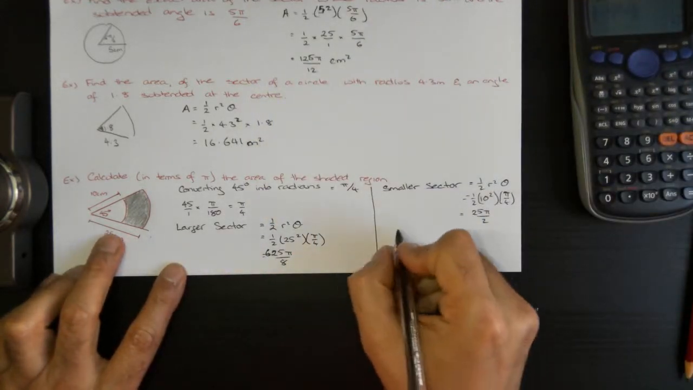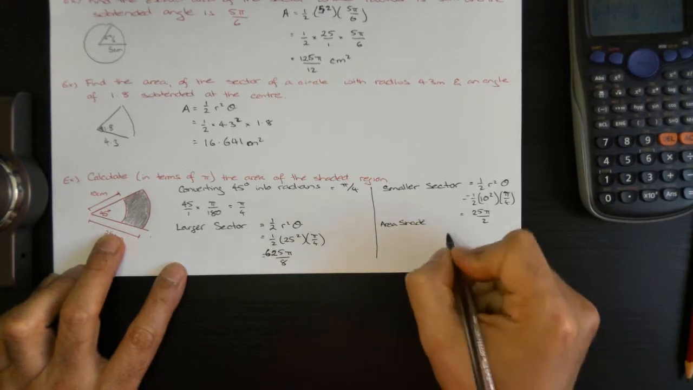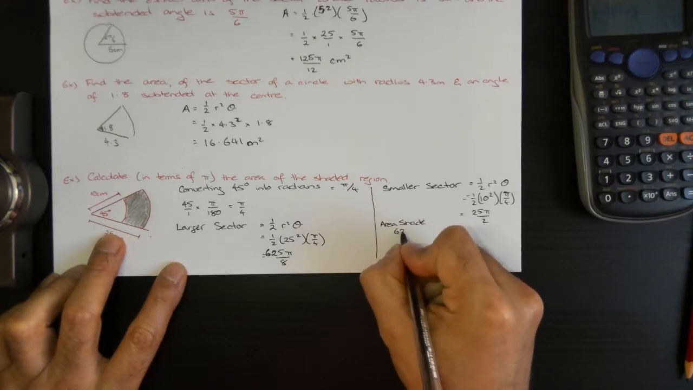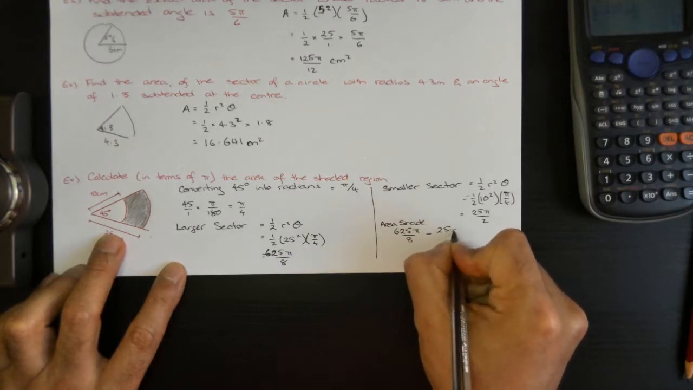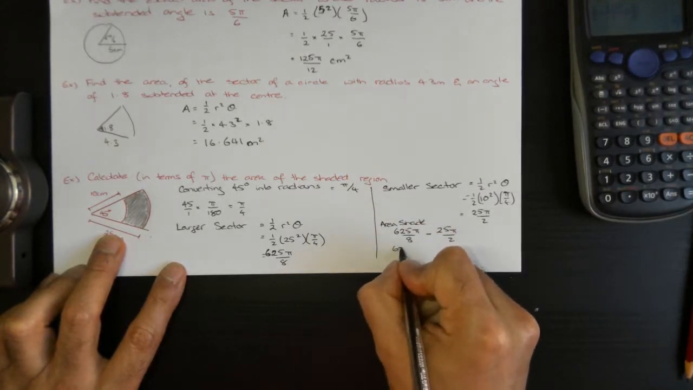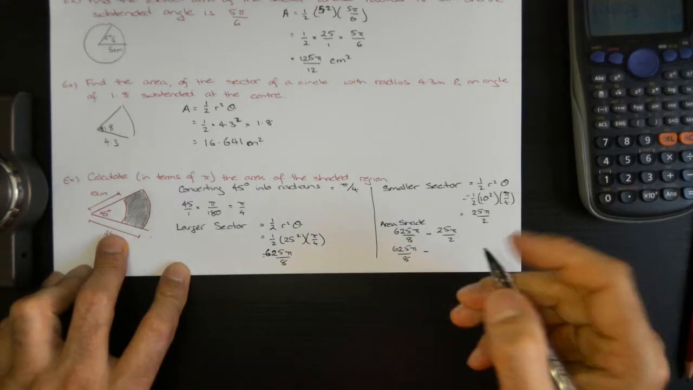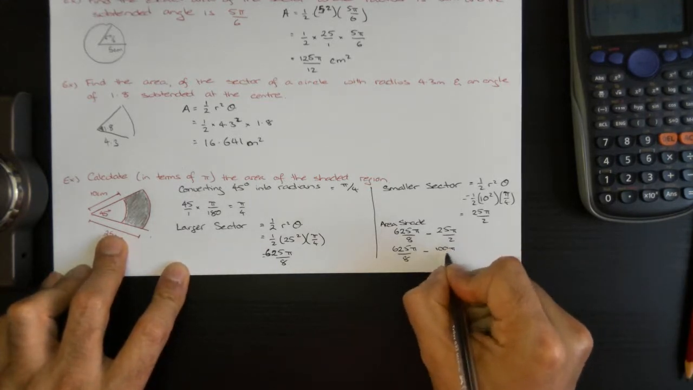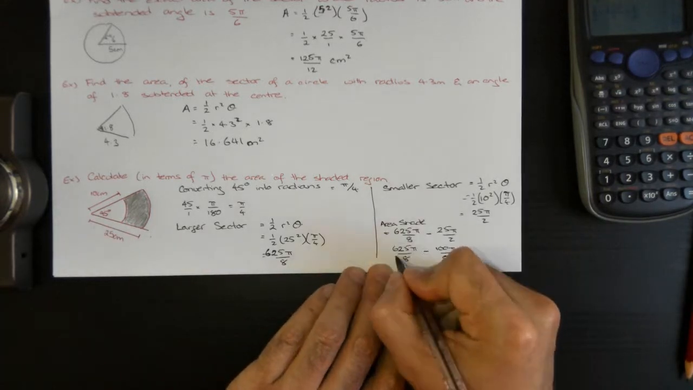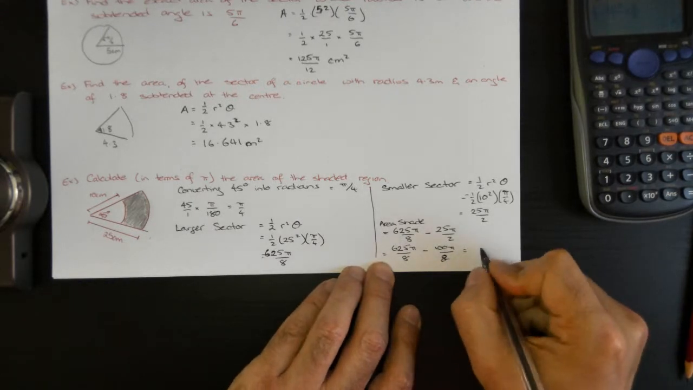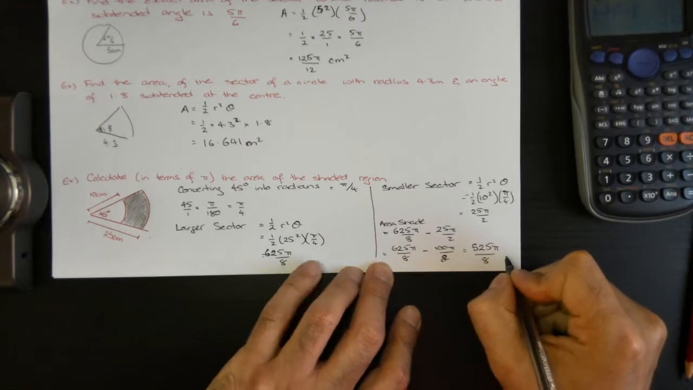So if I'm going to subtract, the area of the shaded bit is 625 pi over 8 minus 25 pi over 2. So 25 pi over 2, multiply that by 4, gives me 100 pi over 8. Subtract the numerators together, so the total area is 525 pi over 8, and we're in centimeters squared.